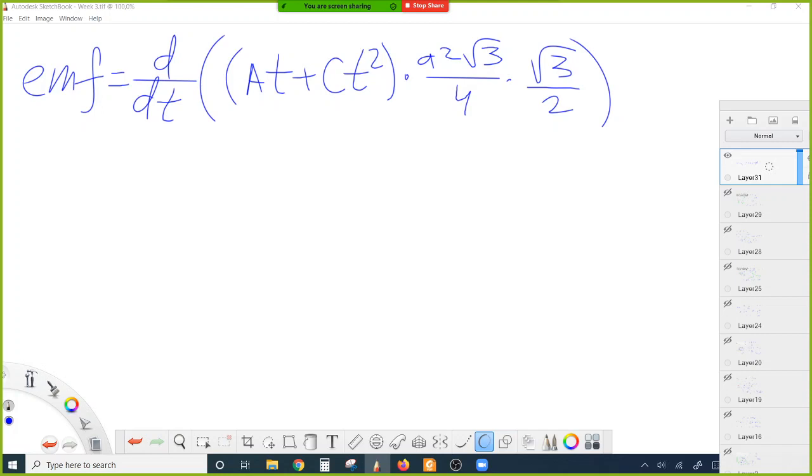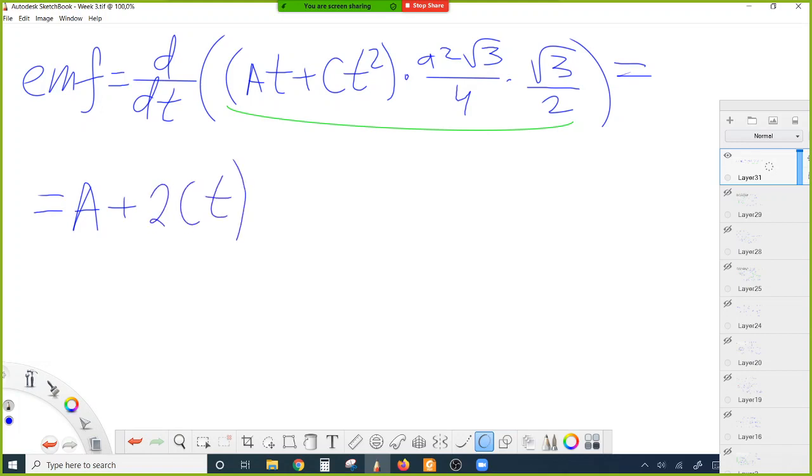Okay. If we take the derivative from this expression with respect to time, we get A plus 2CT multiplied, so A squared 3 over 8.